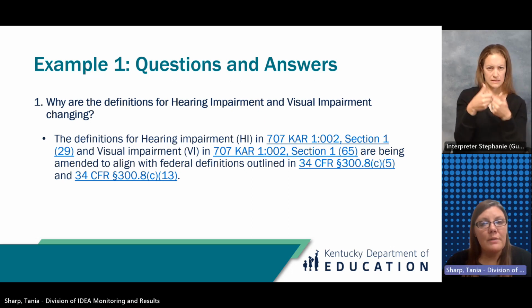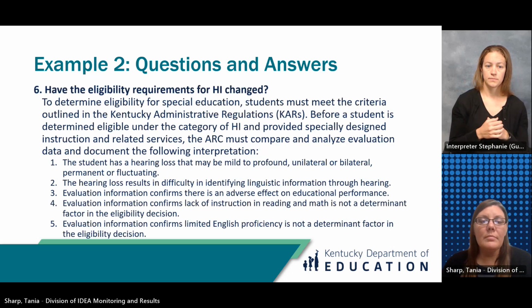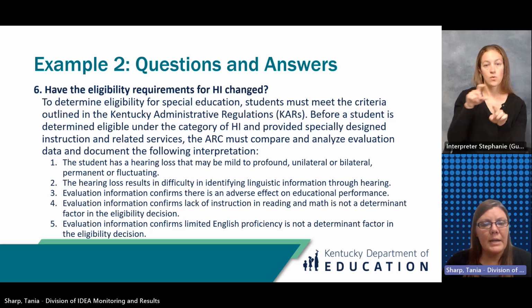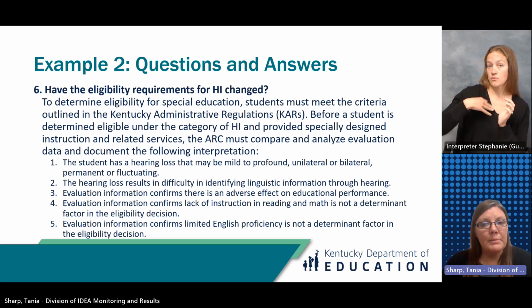Here is an example of a question and answer from the guidance related to both hearing impairment and visual impairment. This example explains why the definitions for hearing impairment and visual impairment have changed. Here is another example of a question and answer provided. The question states, have the eligibility requirements for a hearing impairment changed?